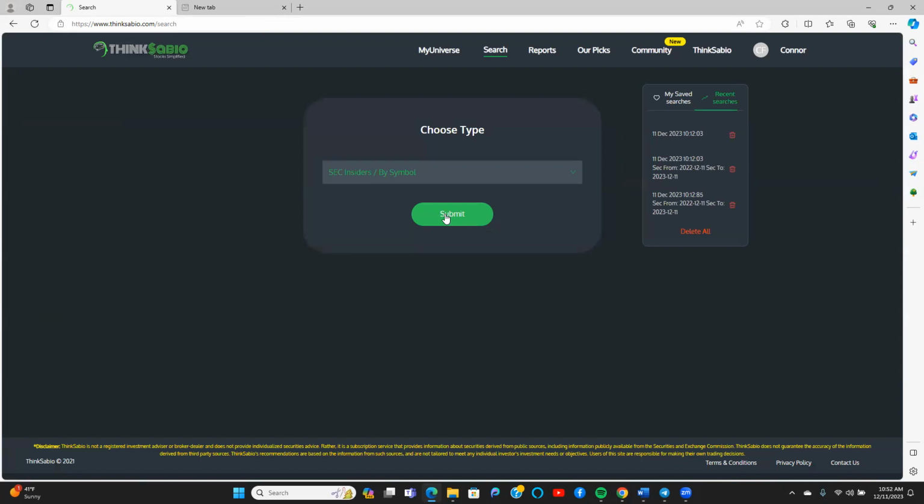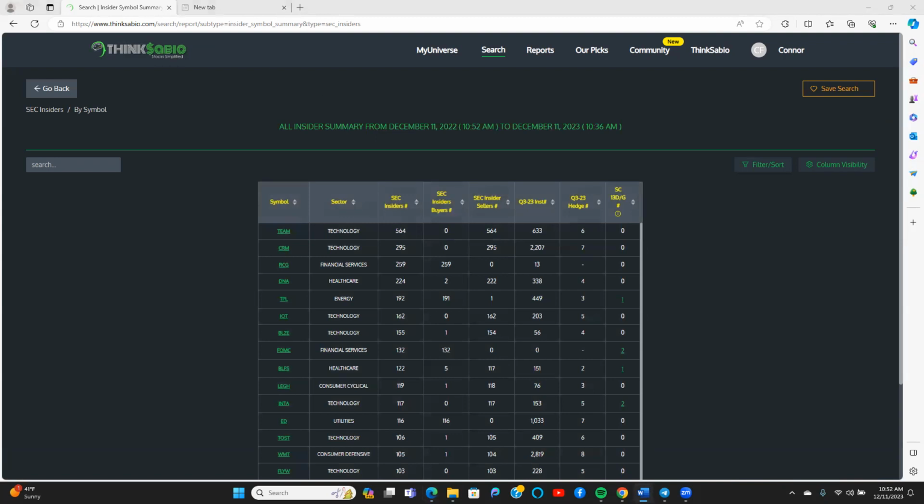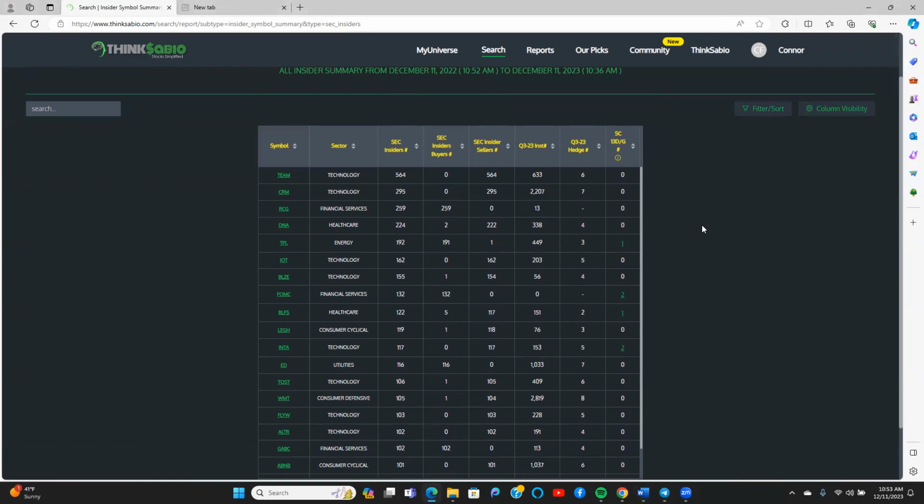By Symbol. This looks at overall transactions among certain stocks. This report shows you the stock symbol in the column on the left here, the sector that they're in, the number of insiders owning a stock, the buyers and sellers, as well as institutional investment and hedge fund investment. So you see this is pretty straightforward. You see all the information in one table here.